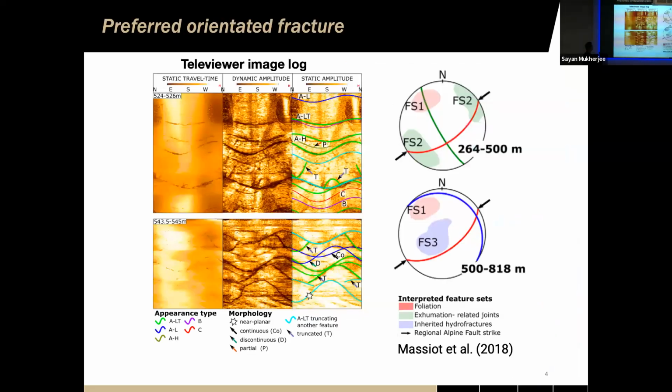And this is from a televiewer image log study. We can see from here, they interpret the result and summarize. There are three major sets of fractures. The first one, shown by this red one, is the one parallel to the foliation. And there's a green one that is vertical.